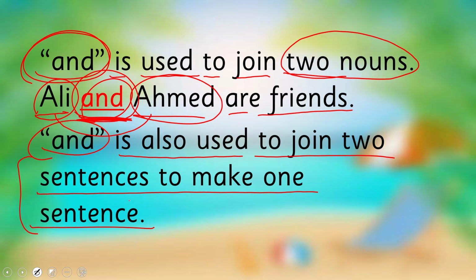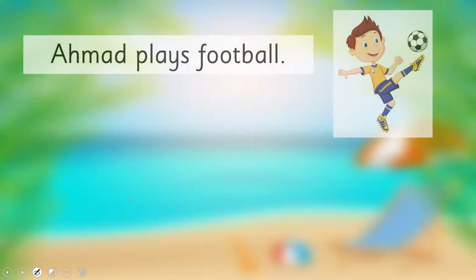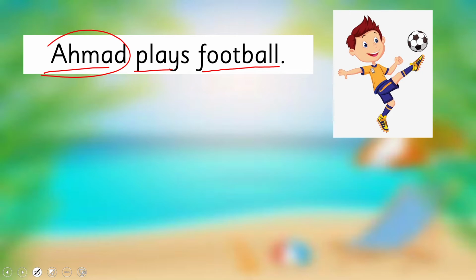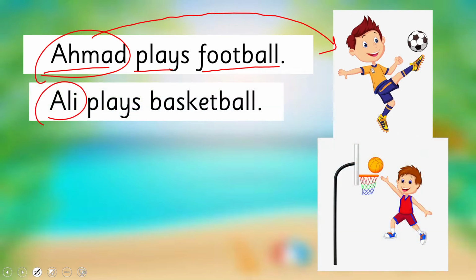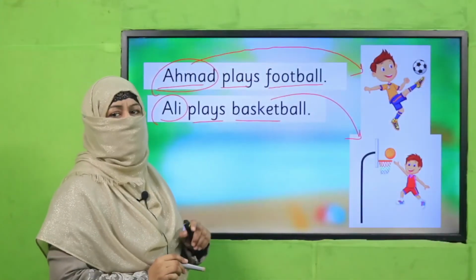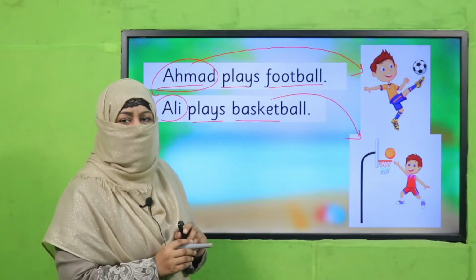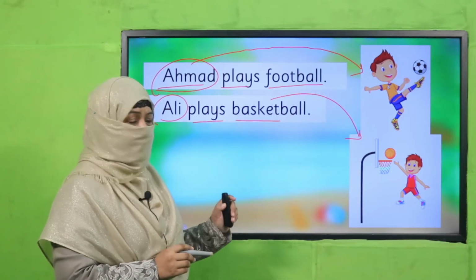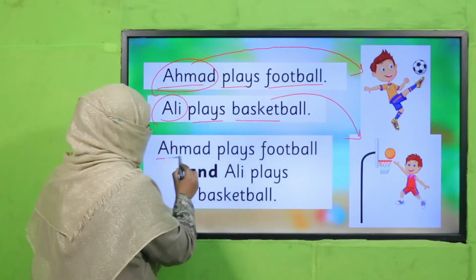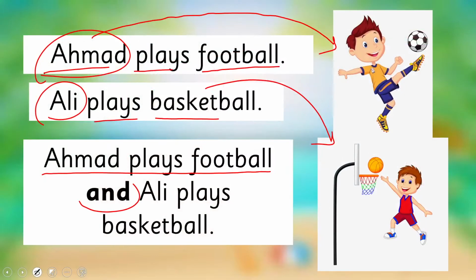So how do we use and to join 2 sentences to make one? Look at the example. Ahmad plays football. So there is a boy, his name is Ahmad, and he plays football. Ali plays basketball. Now you see, these are 2 sentences, and if we want to join them, which conjunction we'll use? We'll use and. How? Ahmad plays football and Ali plays basketball.